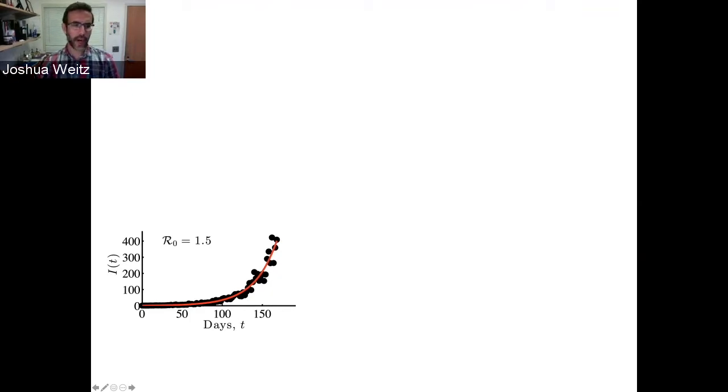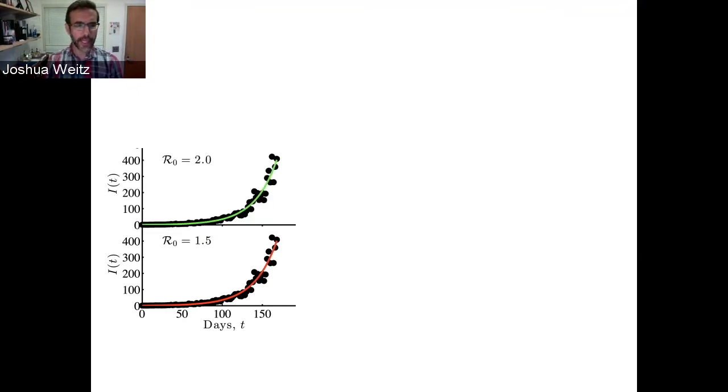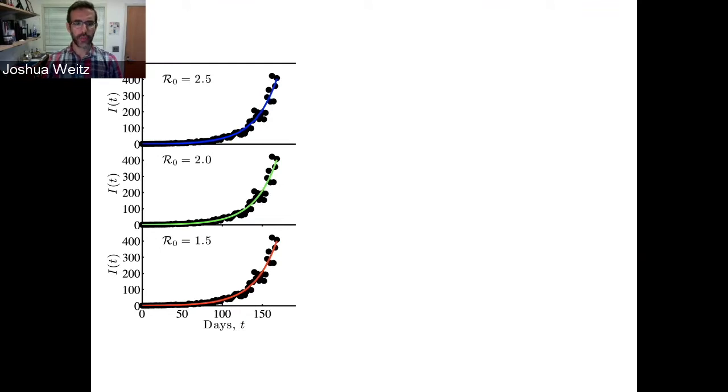So the prevalence here, I of t, and you can see that it goes up exponentially, and I've constructed it such that the basic reproduction number is greater than 1, which I think you understand leads to an outbreak. Here's another example where R naught is 2, and a third example where R naught is 2.5. And I think you should probably realize that these all look exactly the same. And I can assure you that I've constructed these examples such that R naught really is 1.5, 2 and 2.5, but at least at this time scale, they seem exactly the same.